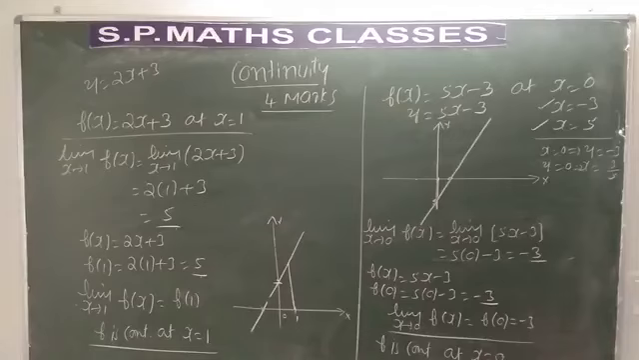So what we have done here, first we have found the limit at x is equal to 0. We have got the answer as minus 3. Then we have found f of 0. f of 0 has become minus 3. Since the limit as x tends to 0 of f of x is equal to f of 0, we have proved that f is continuous at x is equal to 0.